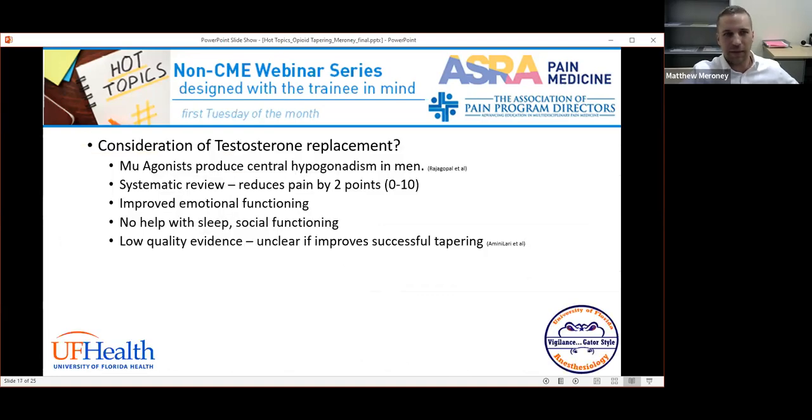They're starting to get some data about how else you can supplement, what else you can treat for them. I think this is more interesting. There's not a lot of data on this, but mu agonists, aka a lot of opioids, produce central hypogonadism in men. So there has been a systematic review that does show testosterone replacement can improve their pain, potentially by 2 points from 0 to 10. So that's not a little bit. It did improve emotional functioning, which can be some of the worst complaints the patient will submit to you. Though insomnia and social functioning really weren't improved whatsoever. So again, this evidence isn't strong, but it's I guess promising.